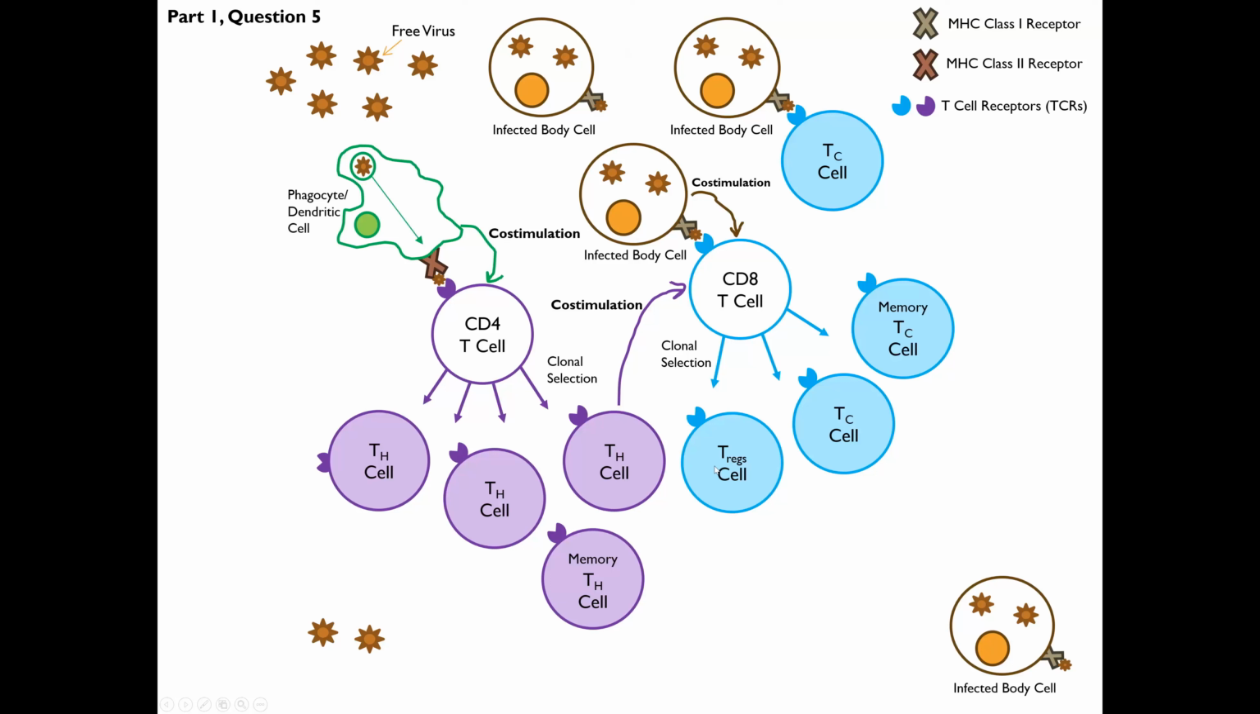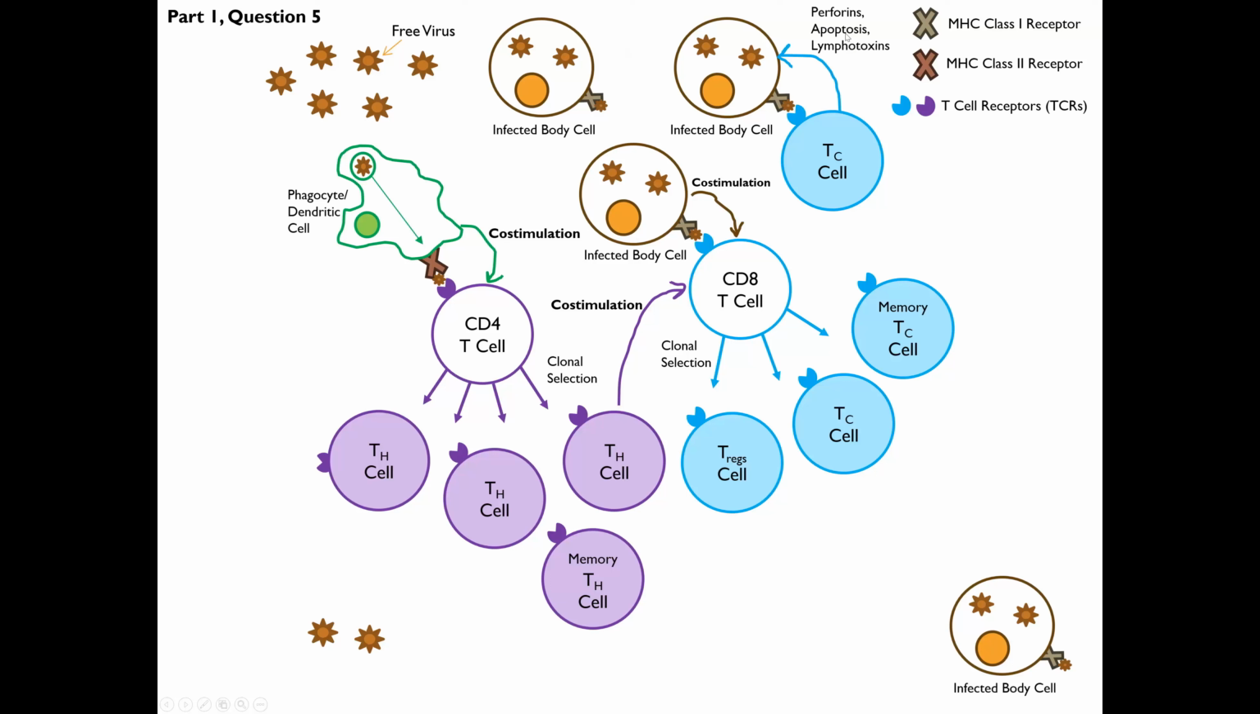And it will make those regulatory T cells a little bit later on, which will help to turn off the immune response. So now we'll focus on the cytotoxic T cells that were made. So the cytotoxic T cells have the same T cell receptor as that original CD8 T cell, and that same T cell receptor will recognize the same antigen. So it will find an infected body cell by recognizing the antigen.